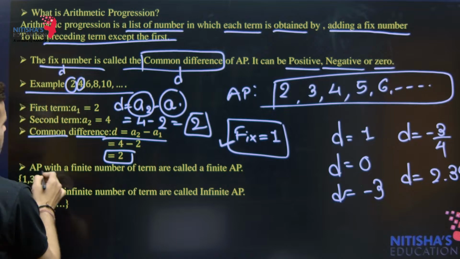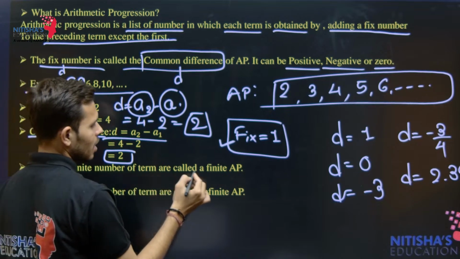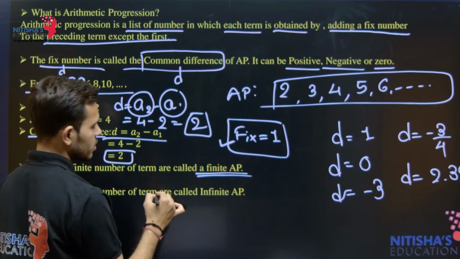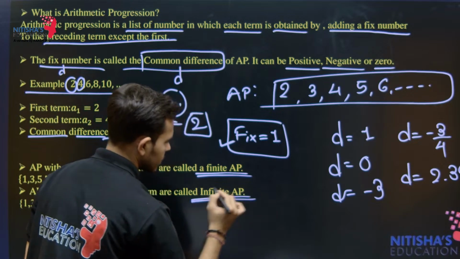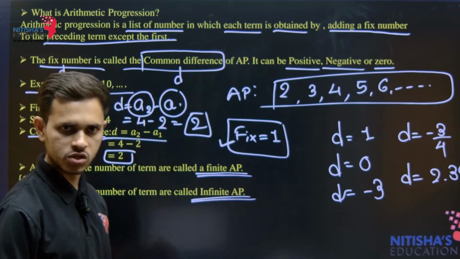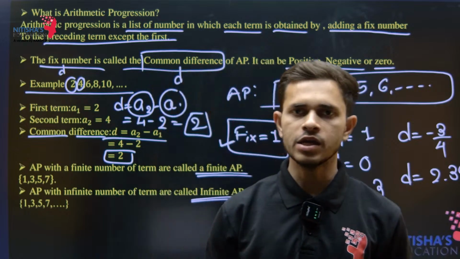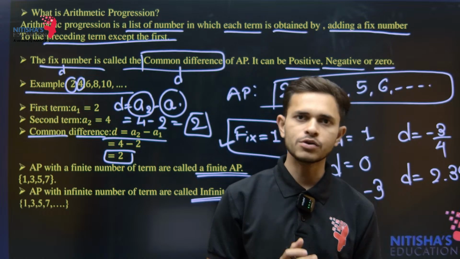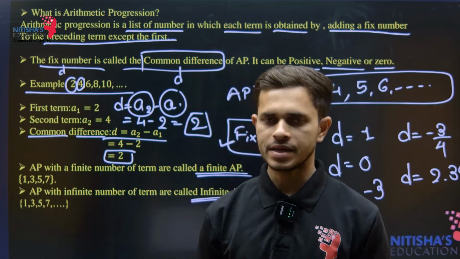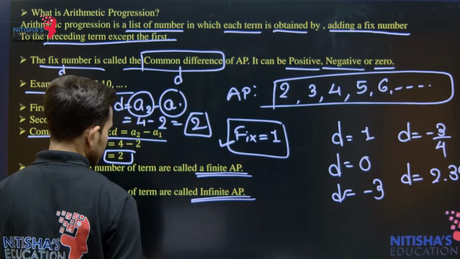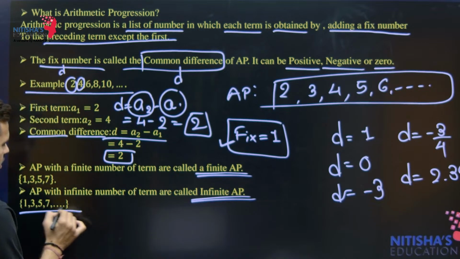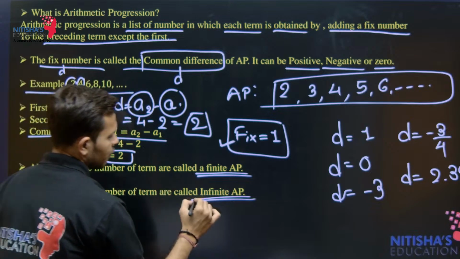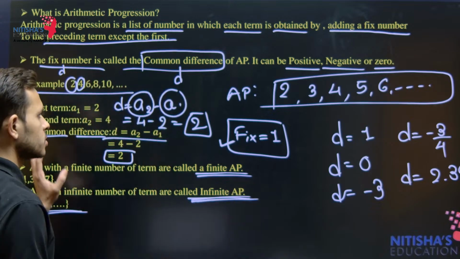Next, APs with a finite number of terms are called finite APs, and APs with an infinite number of terms are called infinite APs. There are two types of arithmetic progression. The first one is where we get a limited number of terms that we can count; that type of AP is called a finite AP. The set of numbers that we can't count, that goes on infinitely, is called an infinite AP. So this is the basic.